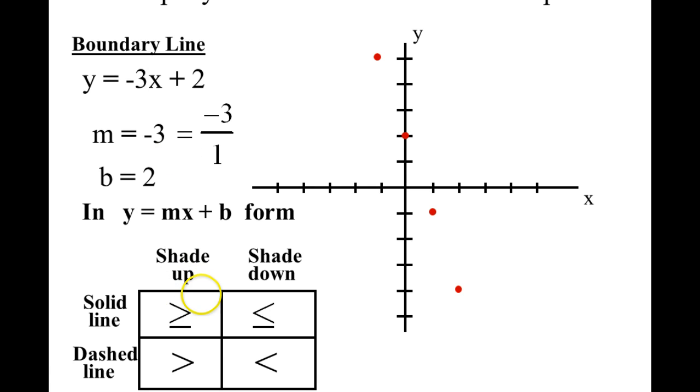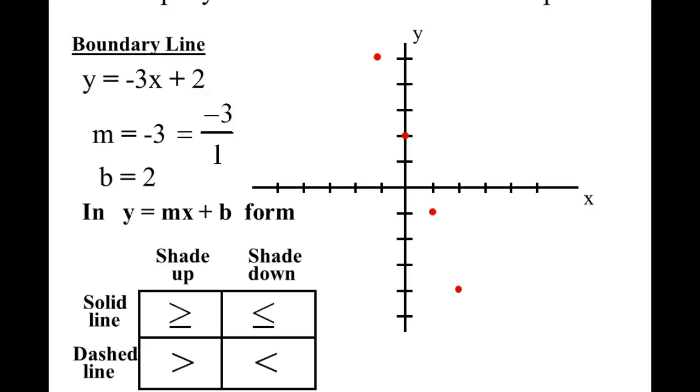But it's kind of intuitive. Solid line is the equal to. The equal to part, think of it as a solid line. The shade up are the greater thans, the shade down are the less thans, so it should be pretty intuitive. Not a matter of memorizing, but just understanding.